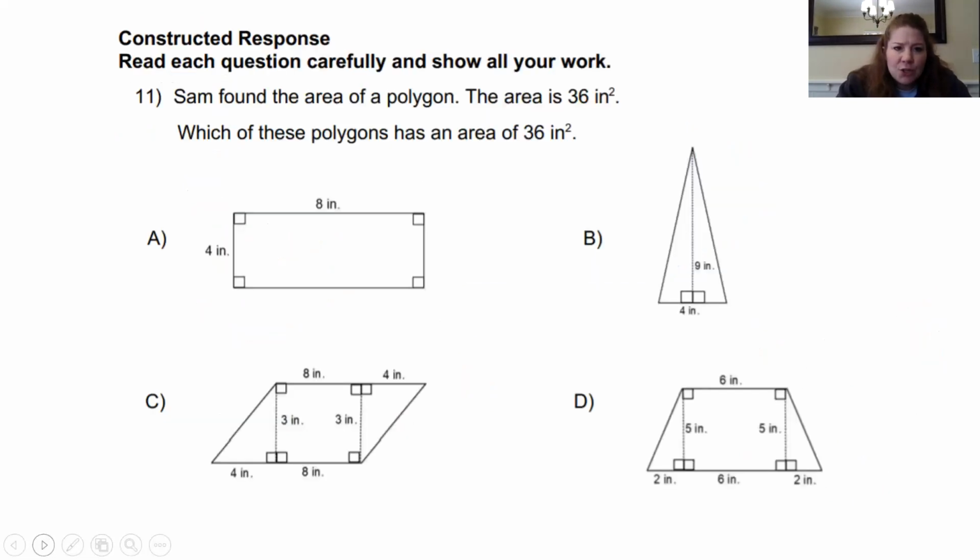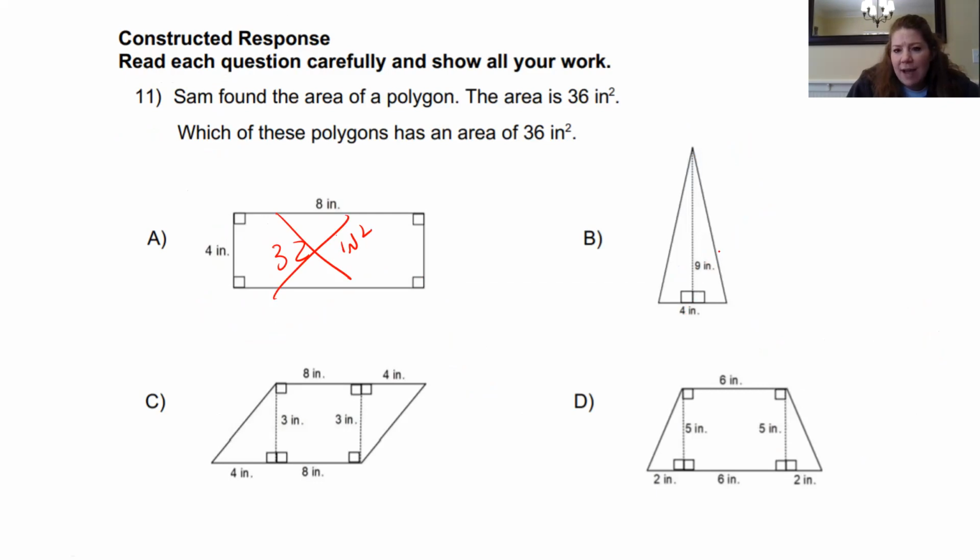All right, read each question carefully and show your work. Sam found the area of a polygon. The area is 36 inches squared. Which of these has an area of 36 inches squared? Well, A does not. 8 times 4 is 32. So that's out. All right, we have 9 times 4, which I agree is 36.